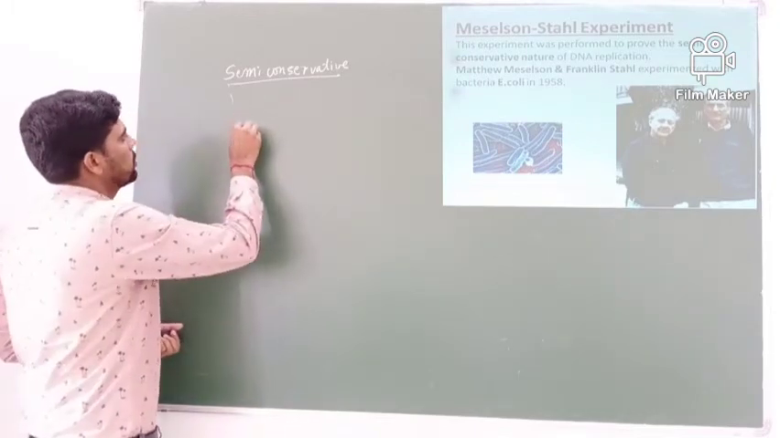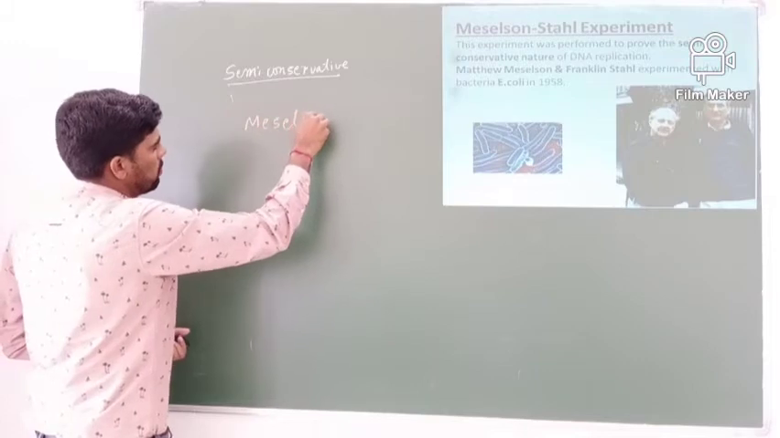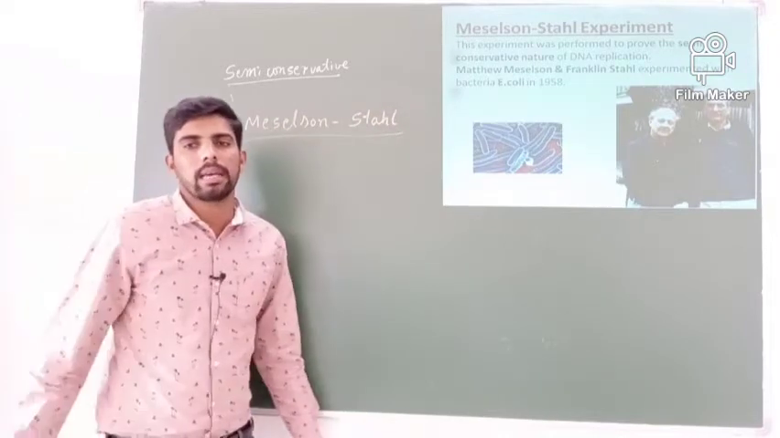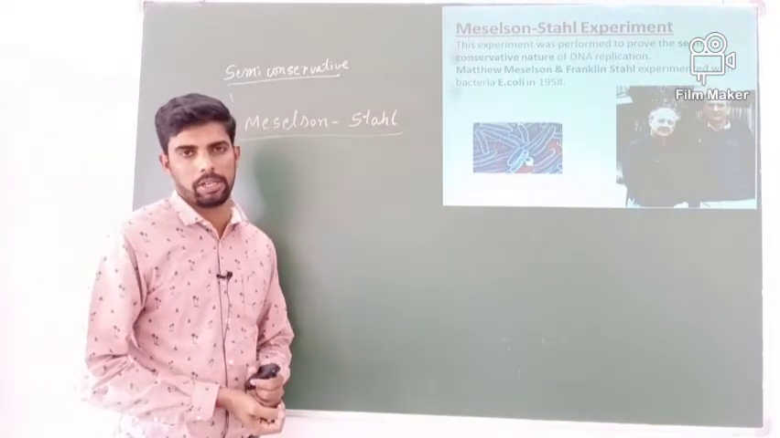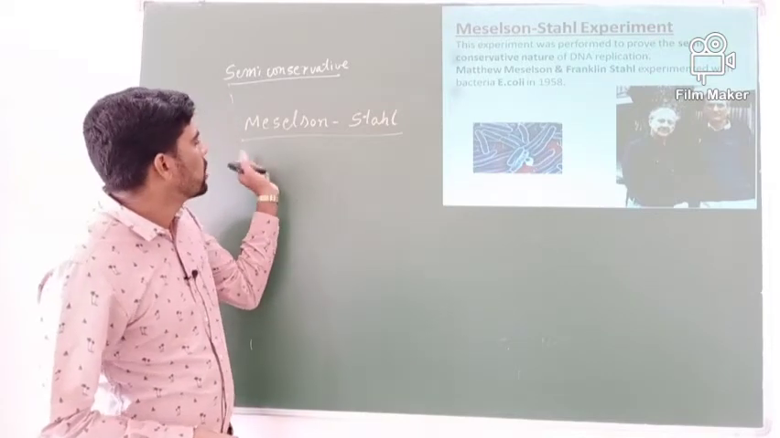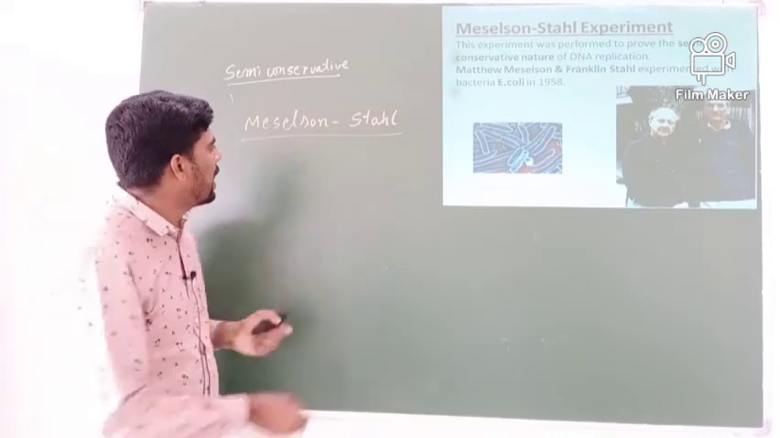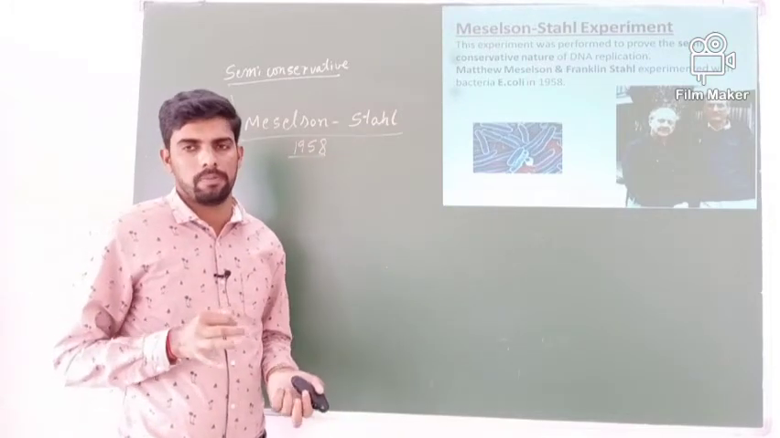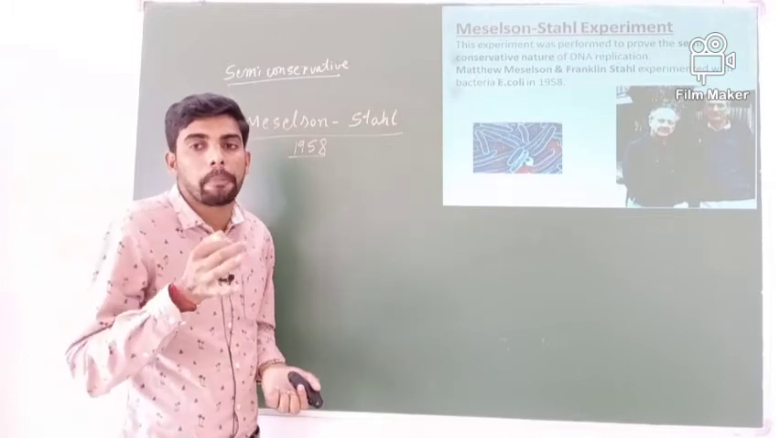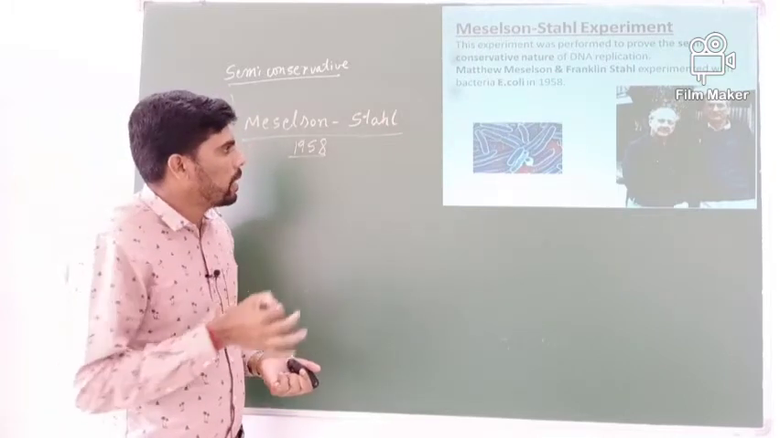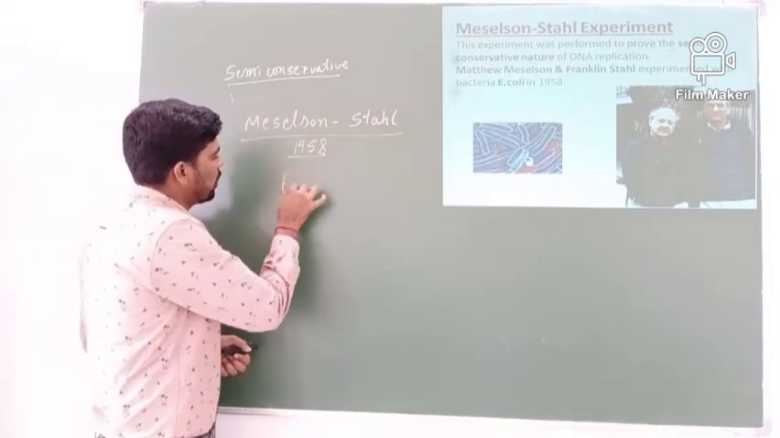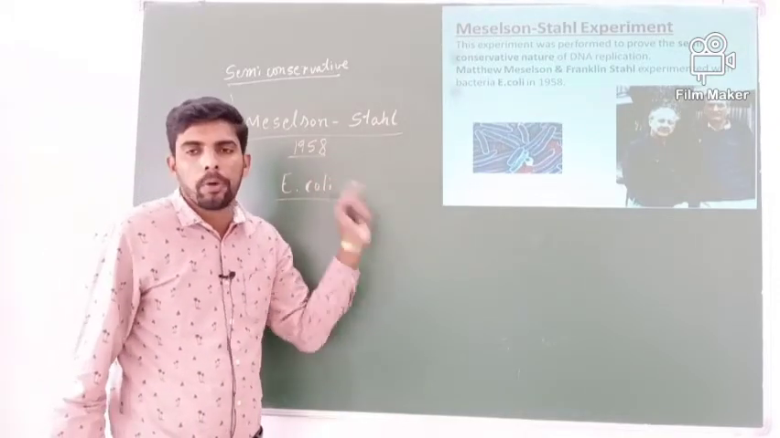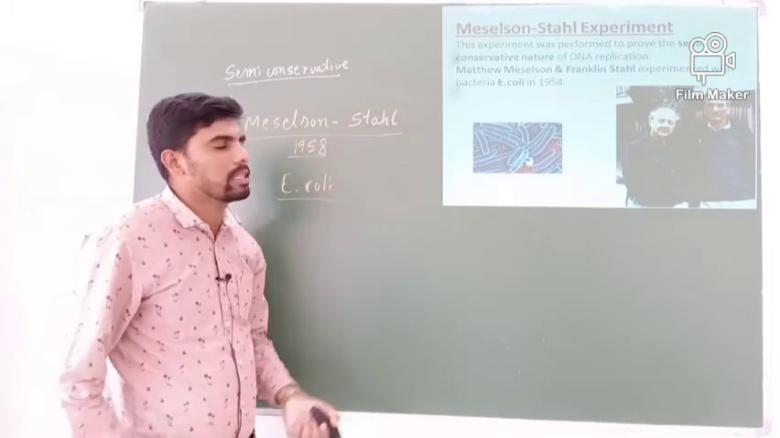The scientists Matthew Meselson and Franklin Stahl, in 1958, experimentally proved that DNA replication occurs through the semi-conservative method. They conducted the experiment with E. coli bacteria, Escherichia coli, and proved that DNA replication occurs through the semi-conservative nature.